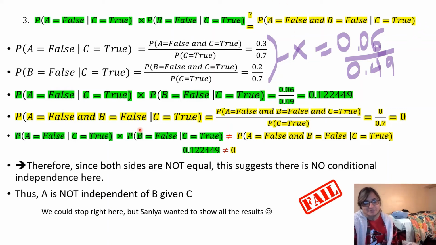And on the right-hand side, the probability A is false and B is false, given that C is true, is the probability A is false and B is false and C is true, divided by the probability that C is true. And all of this happening is 0. 0 over 0.7 is just 0. So what we see here is that on the left-hand side, we had 0.122449, and that is not equal to the right-hand side, which is 0. So therefore, since both sides are not equal, there is no conditional independence here. And again, this would have been enough by itself, but I just am showing all 8 of these results.